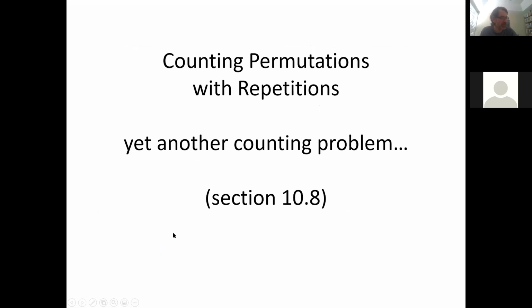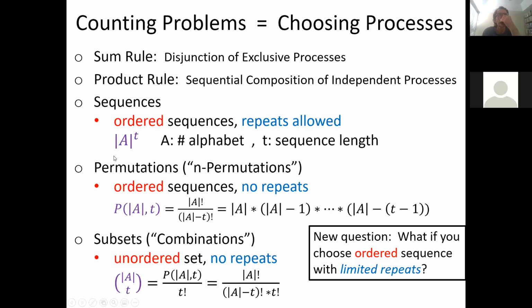Okay, here is yet another counting problem. Counting permutations with repetitions. Okay, what on earth is this beast? Here is what I mean. So we have all these processes. But look, we know how to count ordered sequences where there are no constraints. You can repeat elements, characters from this alphabet, and put them on different positions. It's fine. If you have no repeats, we also know that's an R permutation or T permutation in this case.